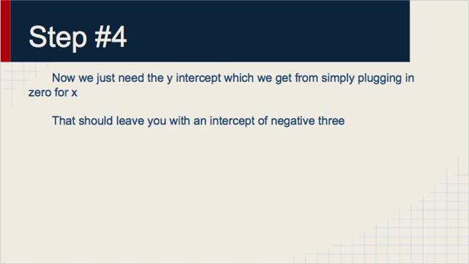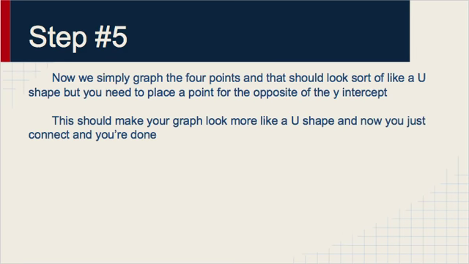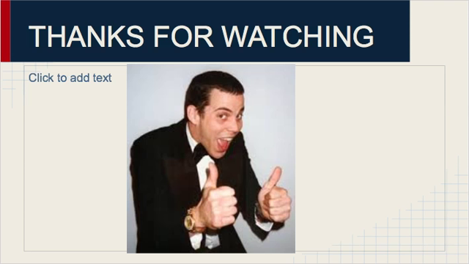Step number 4. Now we just need the y-intercept, which we get by simply plugging in 0 for x. That should leave you with an intercept of negative 3. Step number 5. Now we simply graph the 4 points that should look sort of like a U shape, but you need to place a point for the opposite of the y-intercept. This should make your graph look more like a U shape. Now you just connect and you're done.